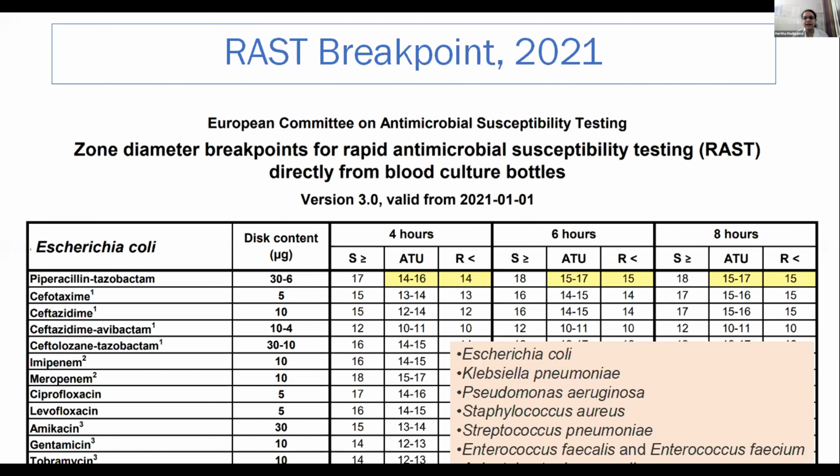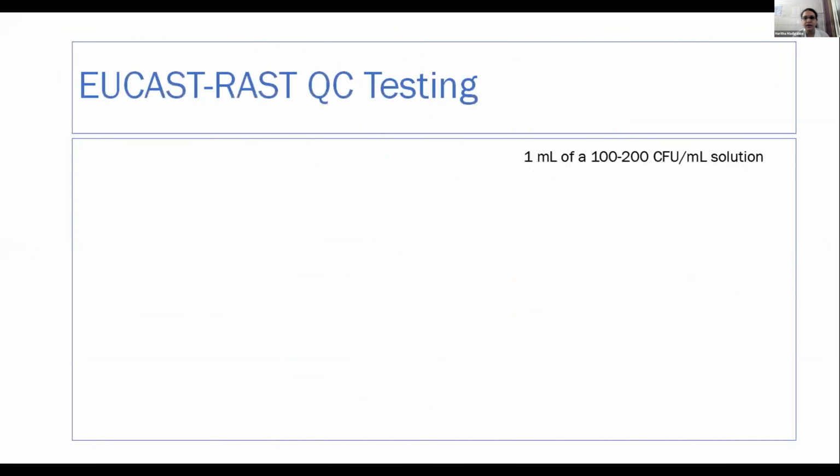Okay. And it has also given certain organisms for which this RAST can be performed. That is only for E. coli, Klebsiella pneumoniae, Pseudomonas aeruginosa, Staphylococcus aureus, Streptococcus pneumoniae, Enterococcus faecalis, Enterococcus faecium, and Acinetobacter baumannii. So these are the organisms for which the RAST can be performed according to the EUCAST guidelines.